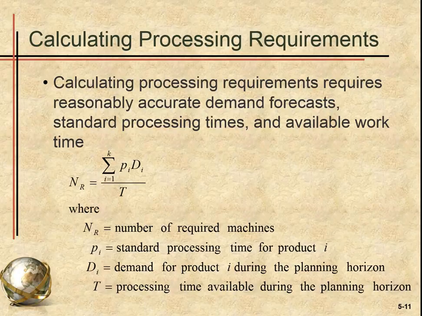So let's take a numerical example. If it takes half an hour to produce one unit of whatever I want to sell, and I have a demand for 20,000 units, and I have 2,000 machine hours. So that's half times 20,000, which gives me 10,000, divided by 2,000, which would give me 5. I will need 5 machines to meet this capacity.